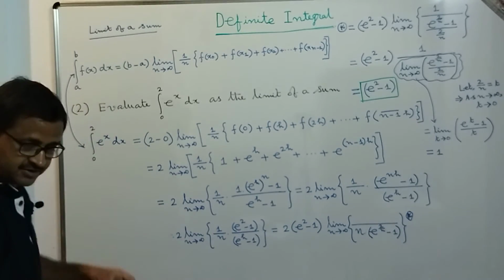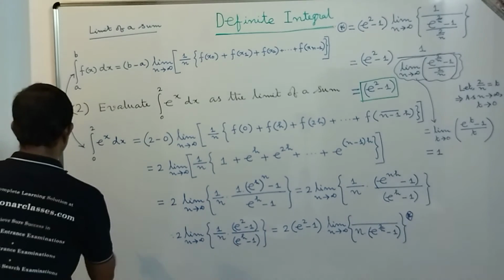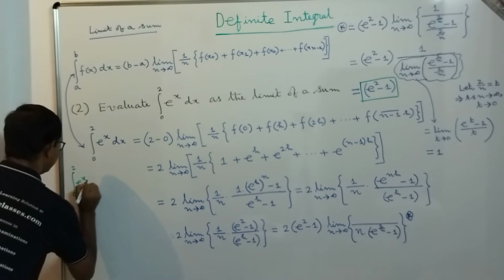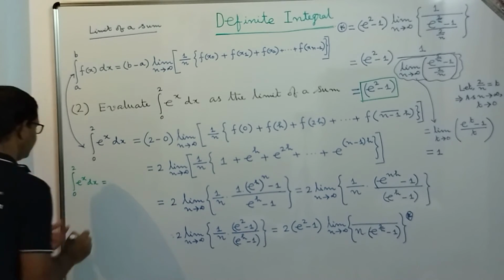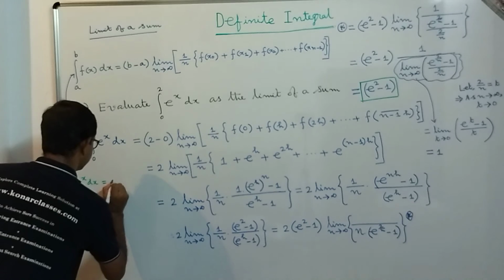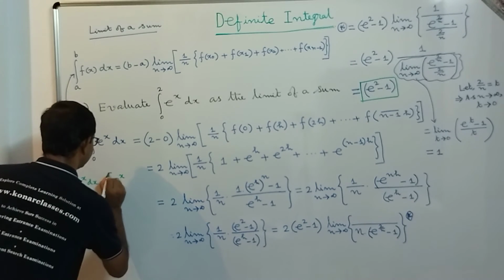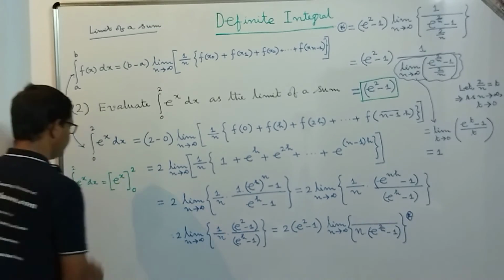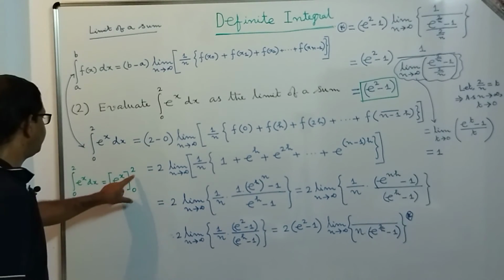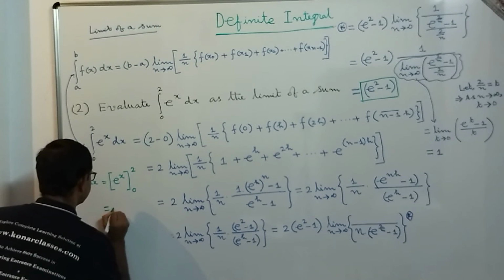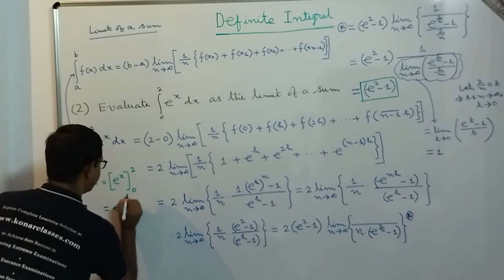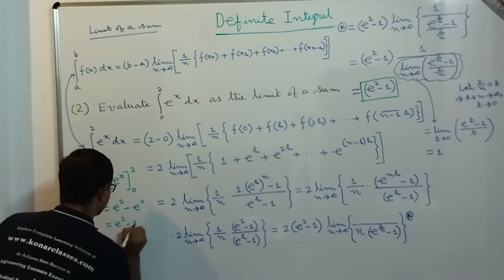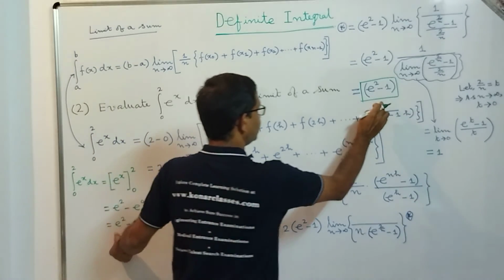So let me use a different color. Here we have the integral from 0 to 2 of e power x dx. What is the integration of e power x? That is e power x. That means the antiderivative of e power x is e power x, and we apply the upper limit 2 and the lower limit 0. So that becomes e power 2 minus e power 0, that is e power 2 minus 1, which matches the value we got here.